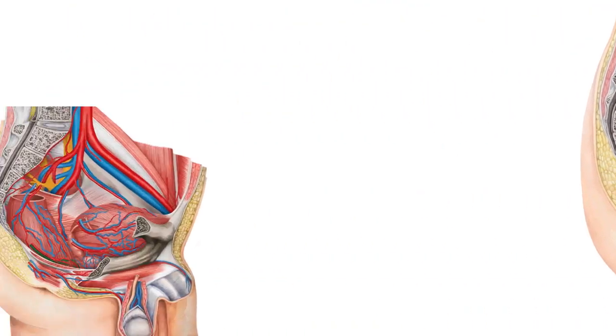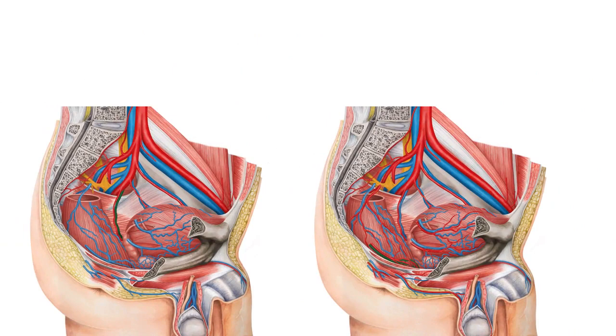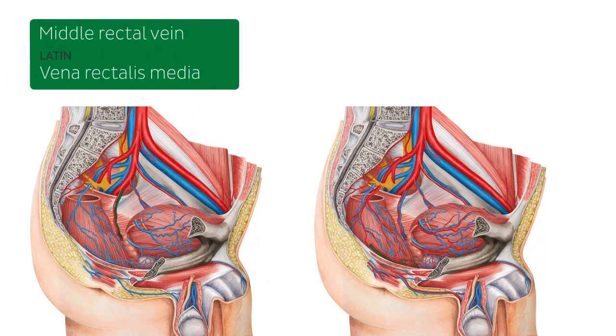The next veins we're going to be highlighting here, as you can see on this image on the left side, you see the left one, and on the image on the right side, we're highlighting the right one. These are then the middle rectal veins, similar to what we've seen when we talked about the arteries.